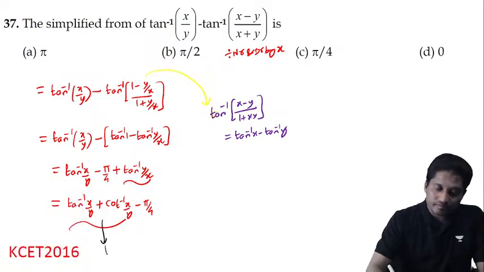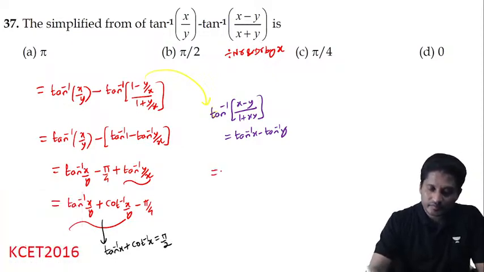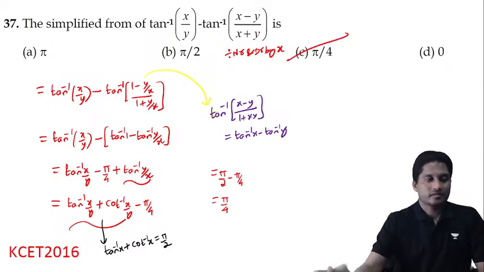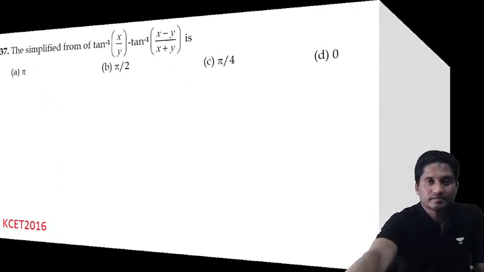So of the form tan inverse of x plus cot inverse of x is equal to pi by 2. So this becomes pi by 2 minus pi by 4. 90 minus 45 is 45, equal to pi by 4. Answer is option C. Let's move to the next question.